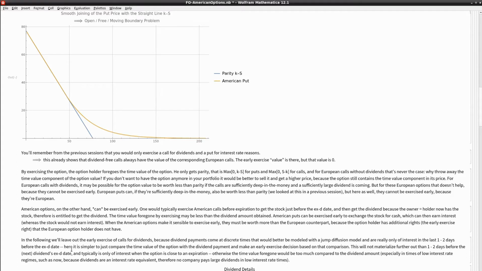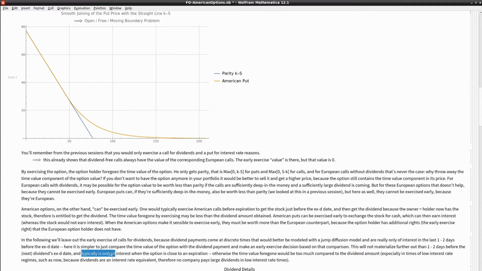It needs to be a small time value. If it's a big time value, well then most likely the dividend will be less than the time value which you forego by exercising early. So here it is simpler to just compare the time value of the option with the dividend payment and make an early exercise decision based on that comparison. You do that live in the trading room and you pay very close attention before 4 p.m. Eastern time when that stock goes ex-dividend. And this will not materialize further out than 1 to 2 days before the next dividend's XD date.